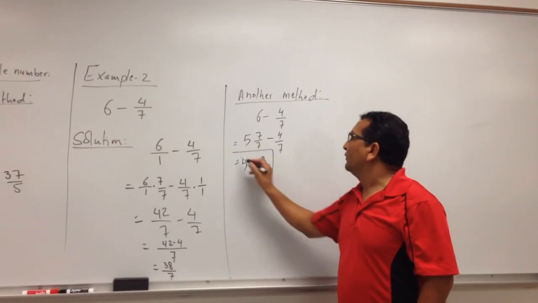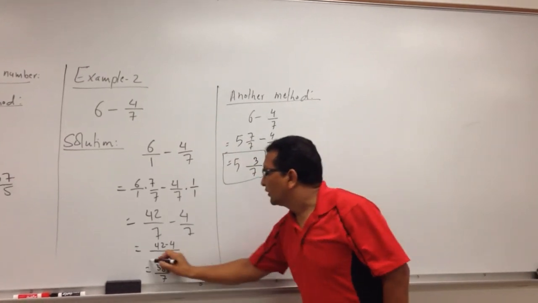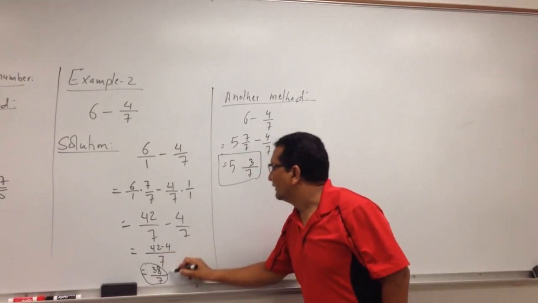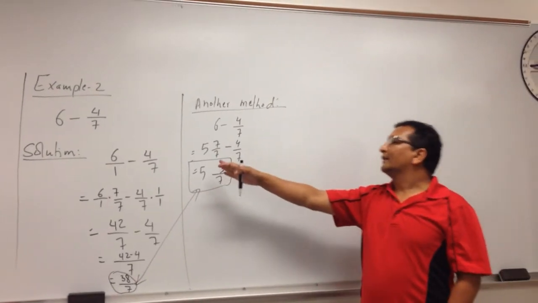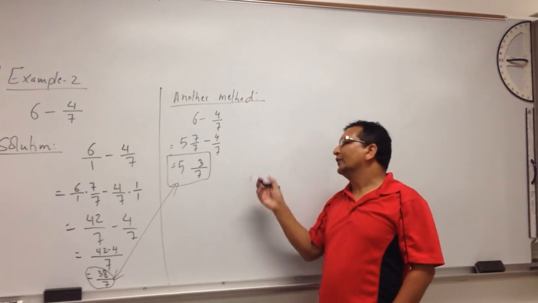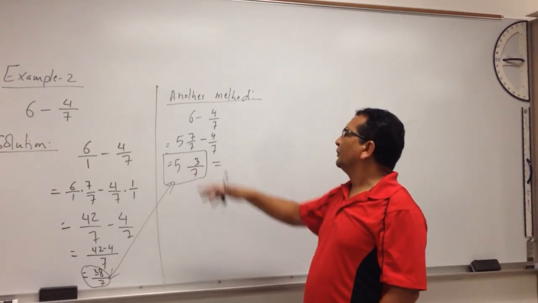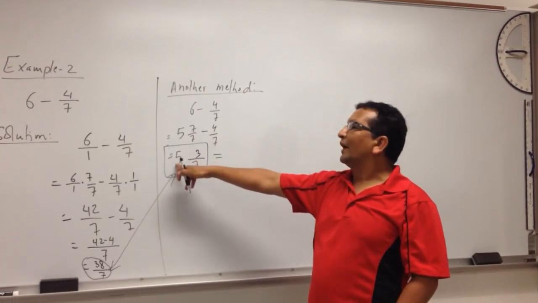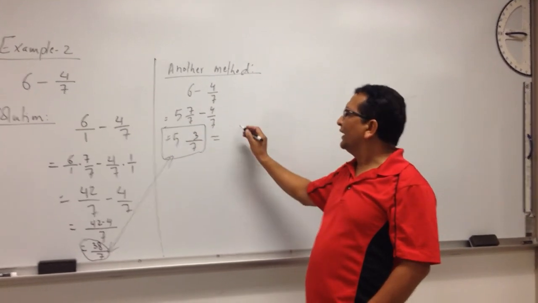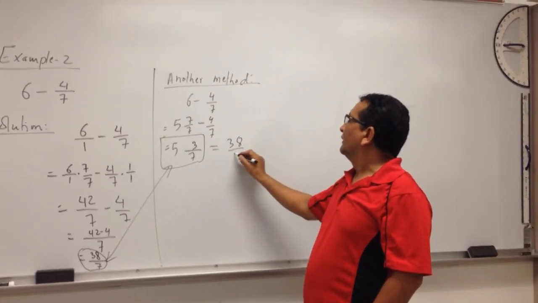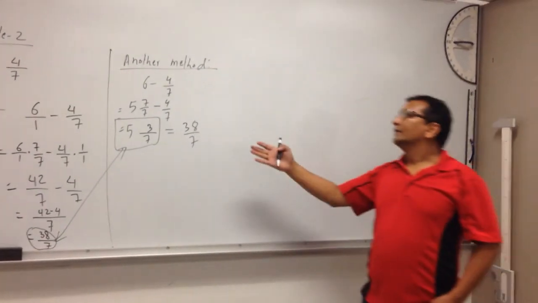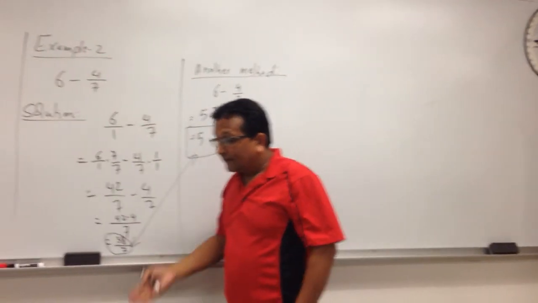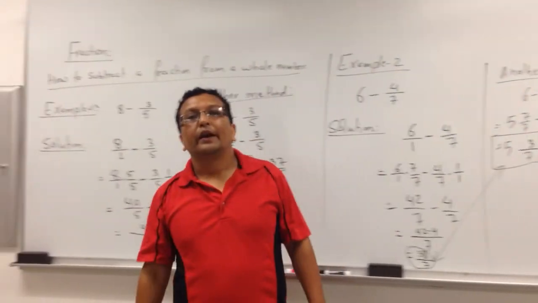So 5 and 3 over 7 and 38 over 7 are exactly the same. If you want, you can change this mixed number to a fraction. Once we change this mixed number to a fraction, 7 times 5 is 35, plus 3, is 38 over 7. So these are the two methods we can use to subtract a fraction from a whole number. Any question?